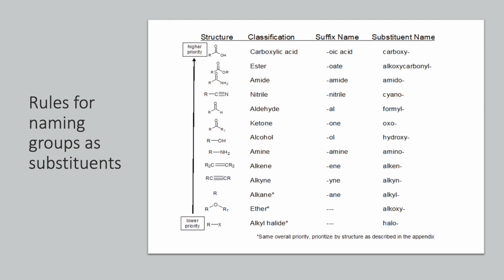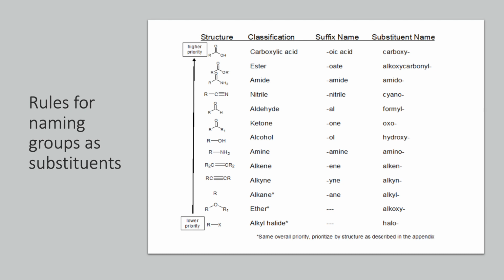Next, we're going to be looking at rules for naming groups as substituents. So a group is named as a substituent when it is not the priority functional group in that compound. Some of the ones I want to focus on are when a ketone is not the priority functional group, it's going to be called oxo. When an alcohol is not the priority functional group, it's going to be called hydroxy. And when an amine is not the priority functional group, it's going to be called amino.